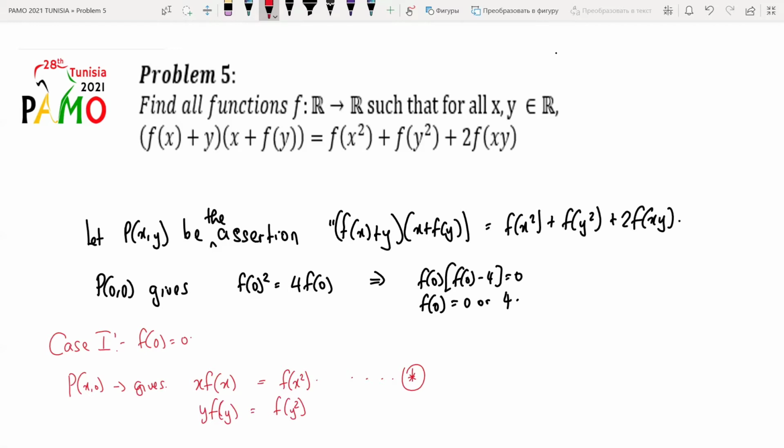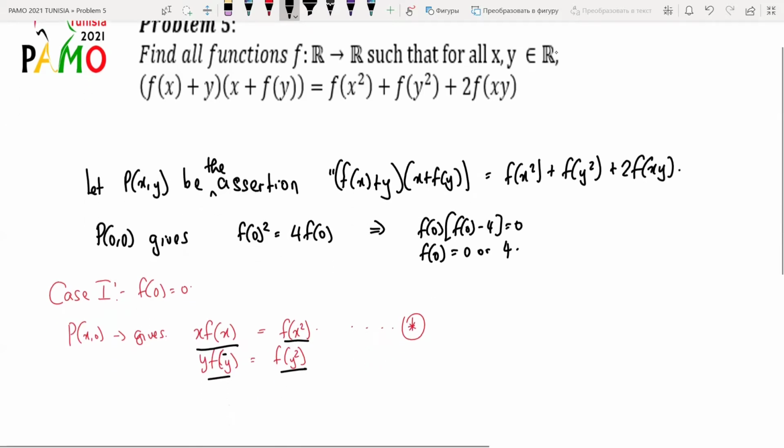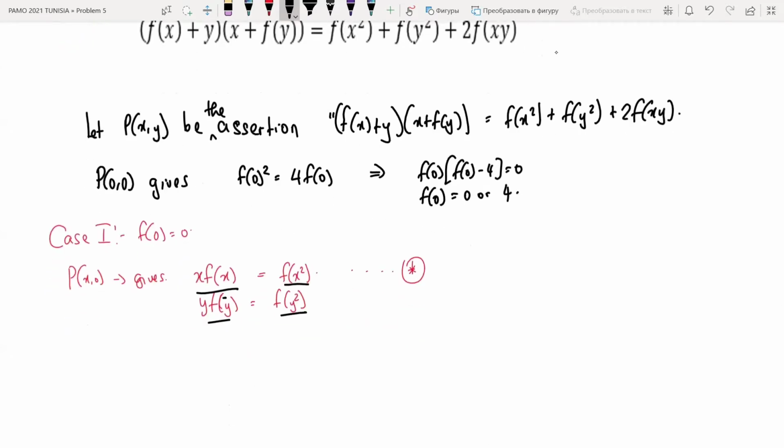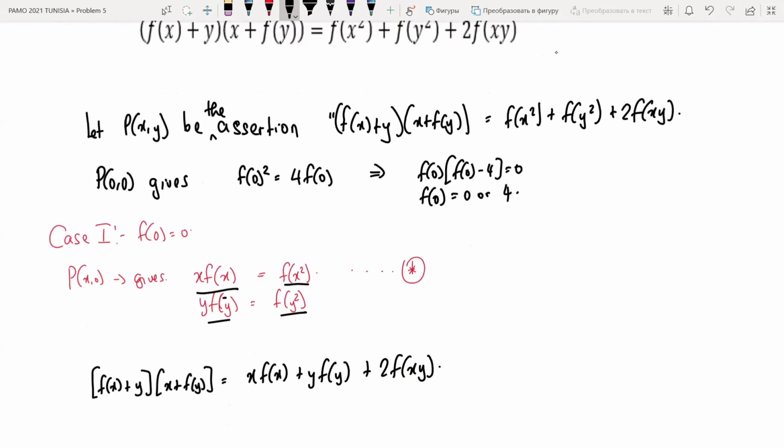From these two facts, what we can do now is substitute f of x squared and f of y squared for this and this respectively on the right hand side of the equation. The reason why we do that is because we'll notice that some things may cancel out when we expand the left hand side. So let's substitute f of x squared for x f of x and f of y squared for y f of y and see what it gives us. When we do that, substituting, we get f of x plus y times x plus f of y is equal to x f of x plus y f of y plus 2 f of xy.